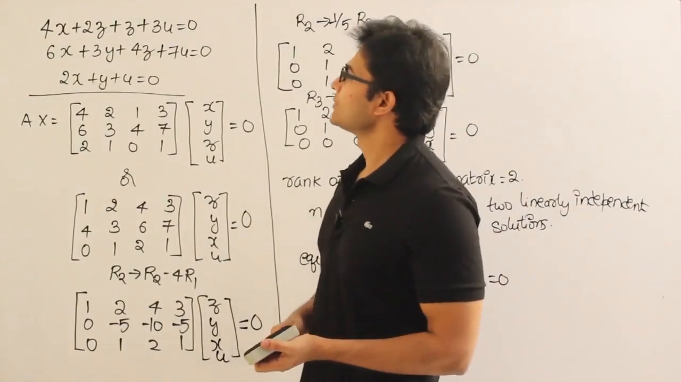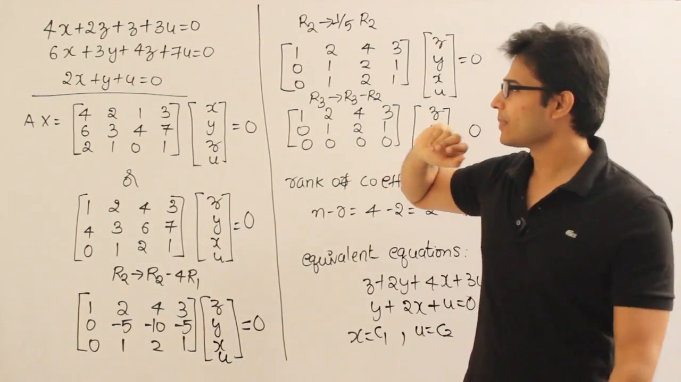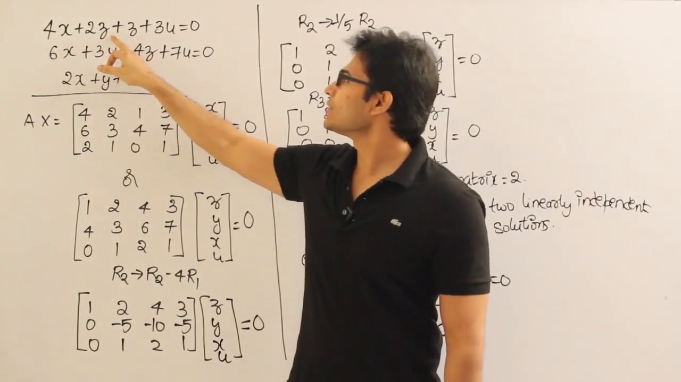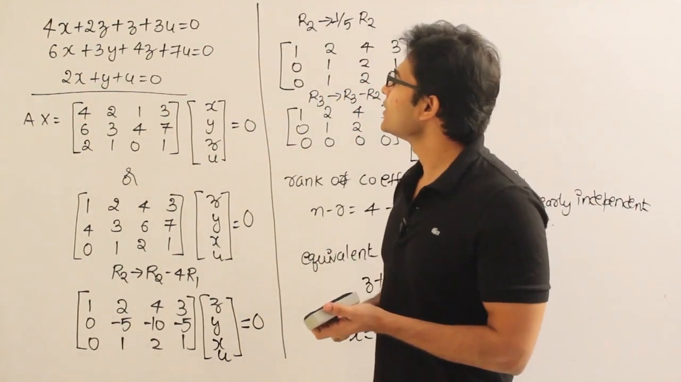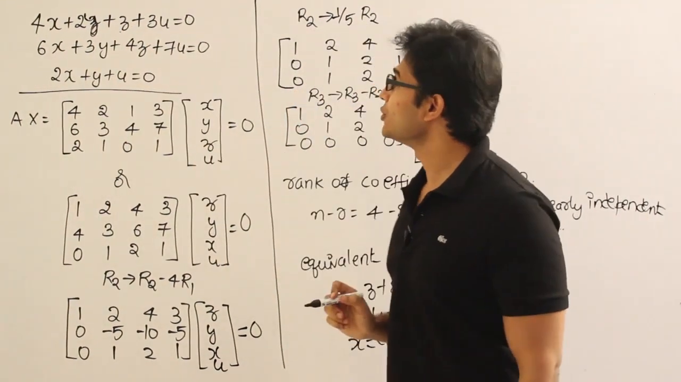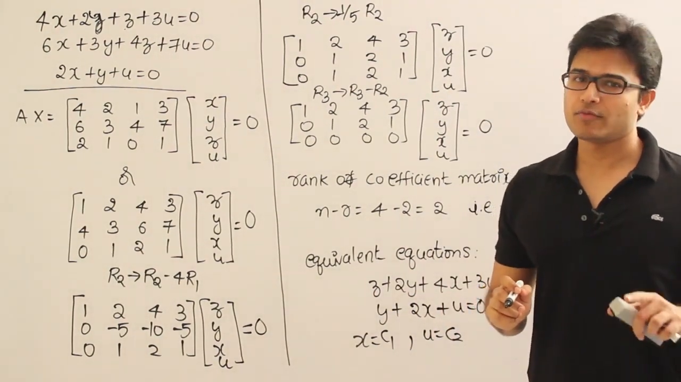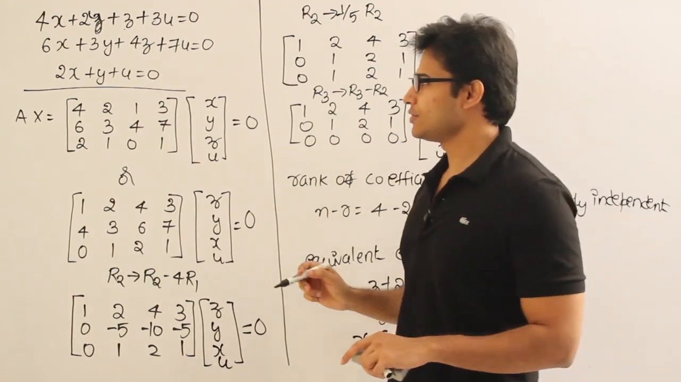Now let's try to solve this. Three equations are given and four variables. The four variables are x, y, z and u. Right? Now first of all, write them in the form of matrices, which means Ax equal to 0.